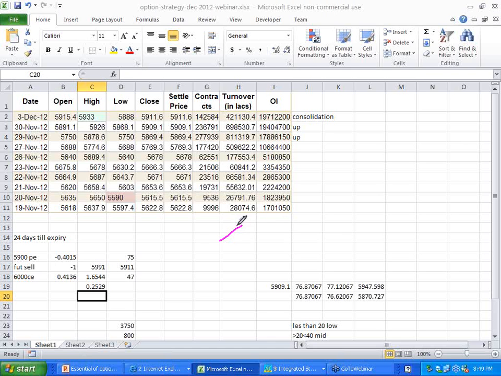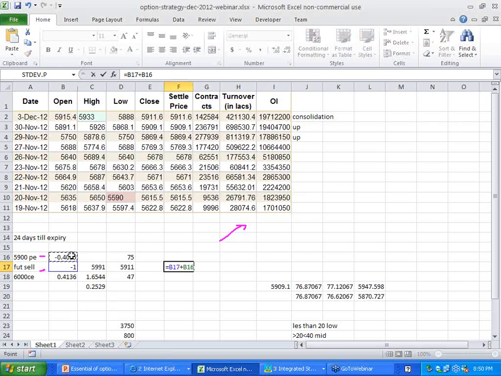That means the price must be in the uptrend. Price must go up. So I have just sold a future and sold a put option. By these two, my net delta is minus 1 added with minus 0.4054, which is about 1.40. By this process, my future is protected till 5911 added with 75, so I am protected till 5986.